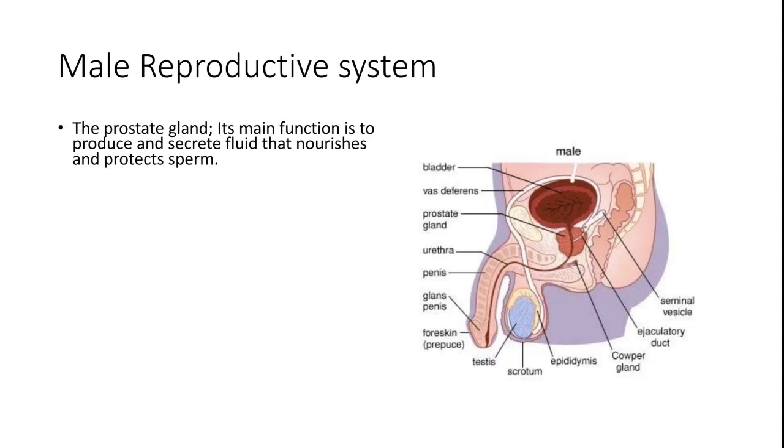Starting with the prostate gland. So the prostate gland, its main function is to produce and secrete fluid that nourishes and protects sperms. The whitish color of sperms is because of this fluid which is produced by the prostate gland. The function of this fluid is to nourish the sperms, meaning provide nutrients to the sperms, and also to protect the sperms. These guys are delicate, and they are a lot. Okay, so they have to be protected.